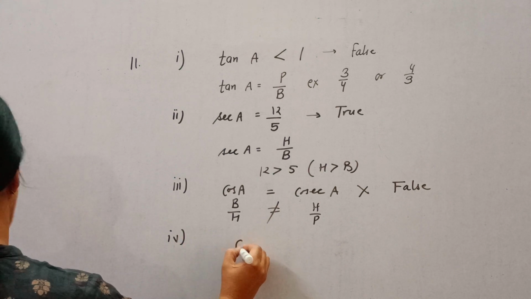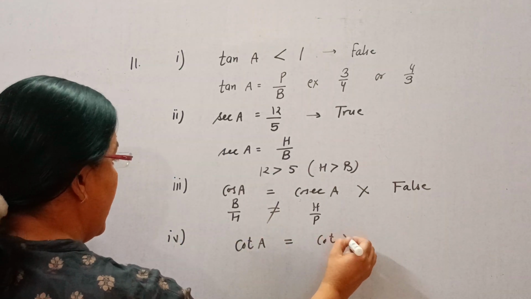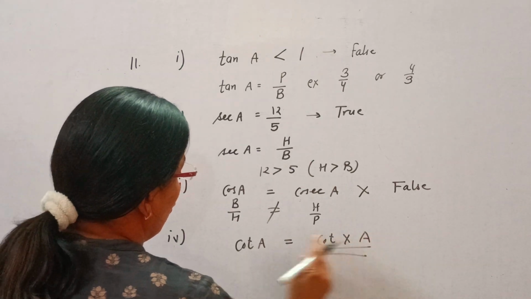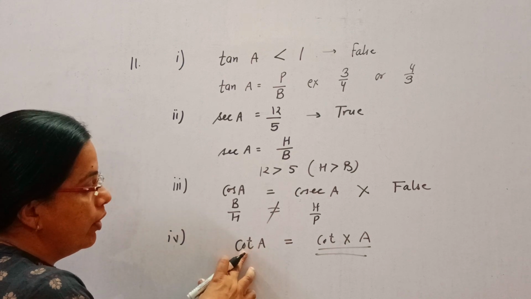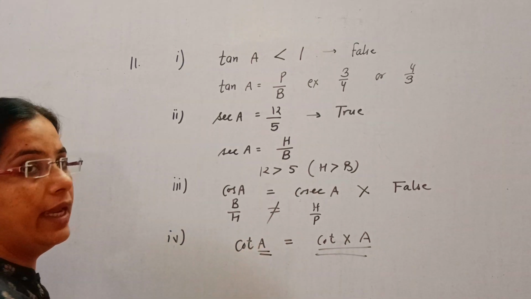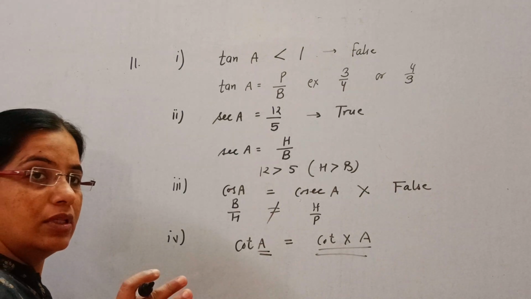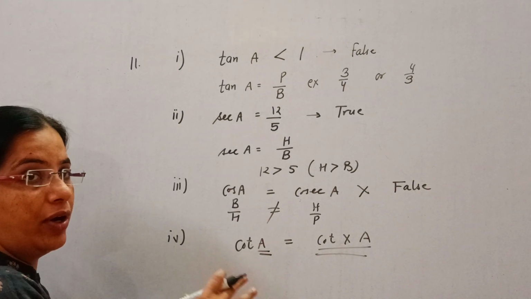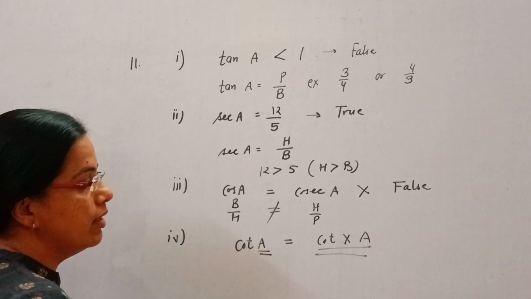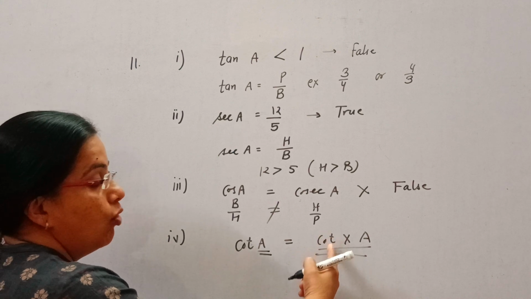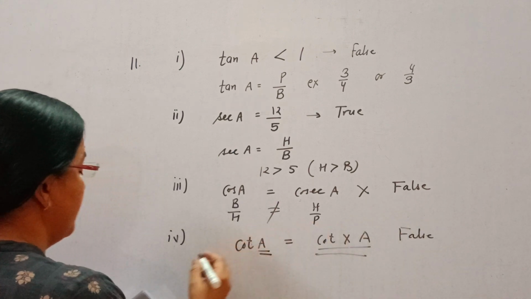Fourth part, cot A is the product of cot and A? No. Cot A means the value of cot when the angle is taken as A. We want to find the ratio cot when the angle A is given. It is not cot into A. So this statement is also false.